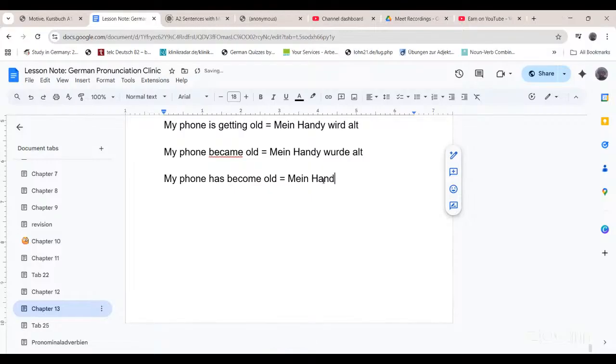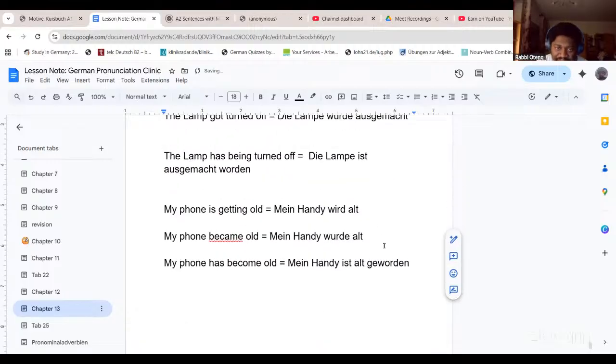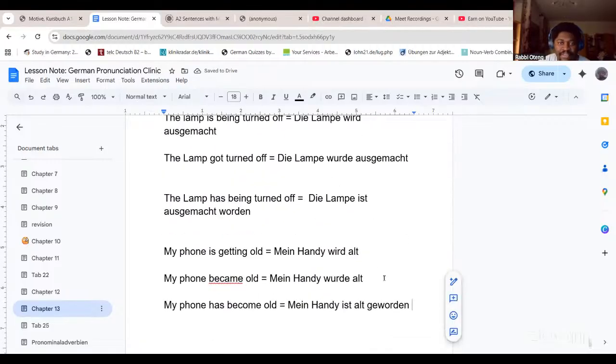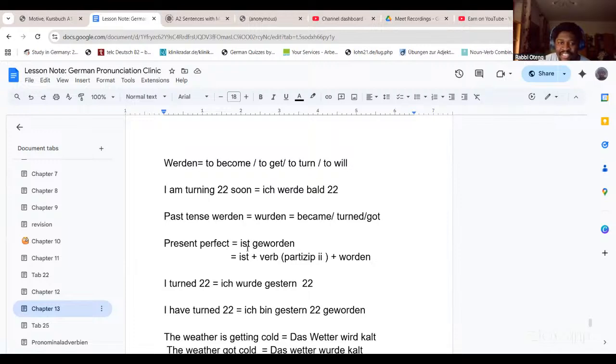So, mein Handy ist alt geworden. It's just adjectives as in a change of something, then it's sein plus geworden. But when there are other verbs in the sentence, then the other verb will be in the passive. Maybe the picture is being painted. Das Bild wird gemalt. Okay, so malen means painting.